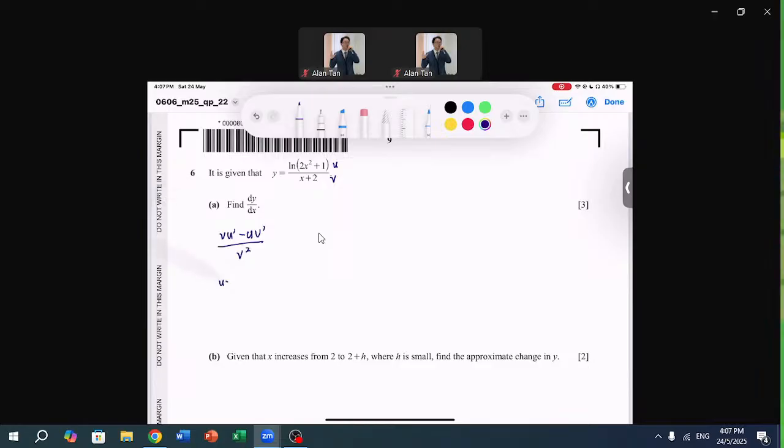So u equals ln of 2x squared plus 1. u prime equals 4x over 2x squared plus 1. v equals x plus 2. v prime equals 1. This means that this is just meant to scare us. Fair enough.